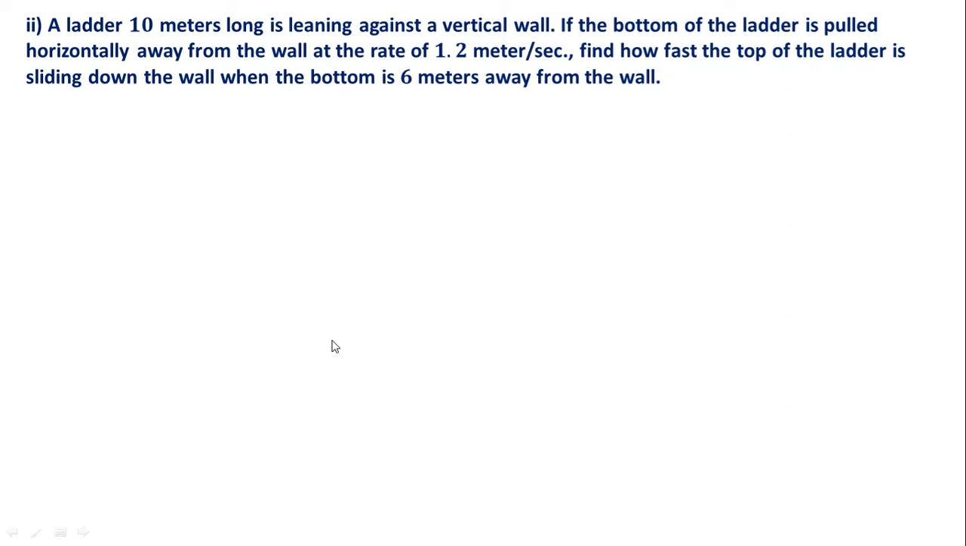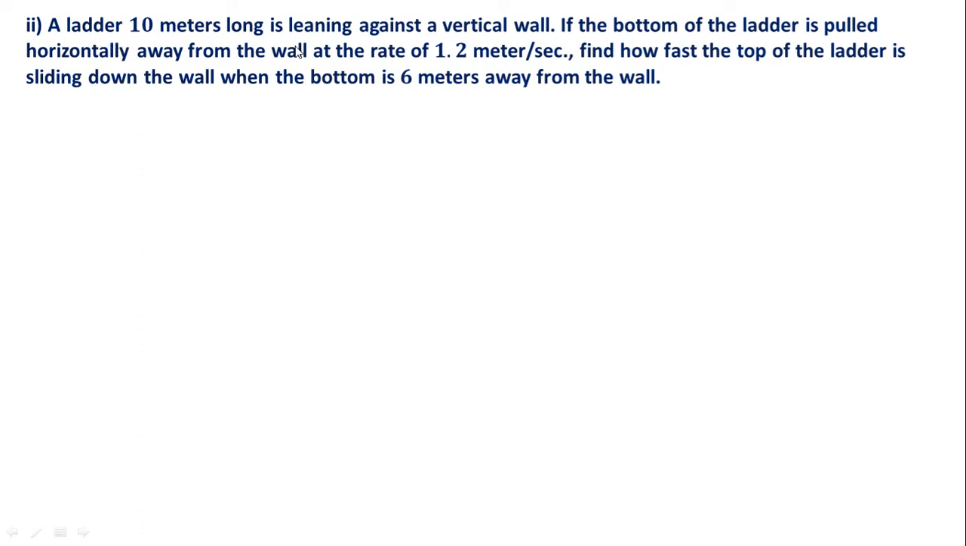Now let us see another question. A ladder 10 meters long is leaning against a vertical wall. If the bottom of the ladder is pulled horizontally away from the wall at the rate of 1.2 meter per second, find how fast the top of the ladder is sliding down the wall when the bottom is 6 meters away from the wall. Now first of all we will draw the diagram.